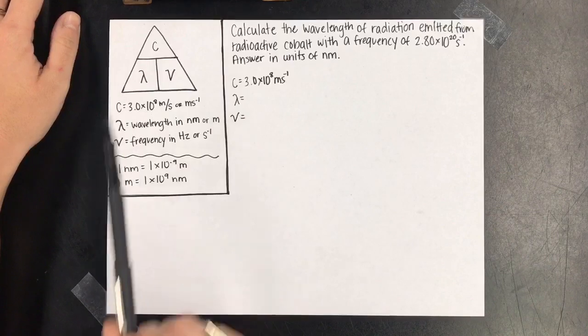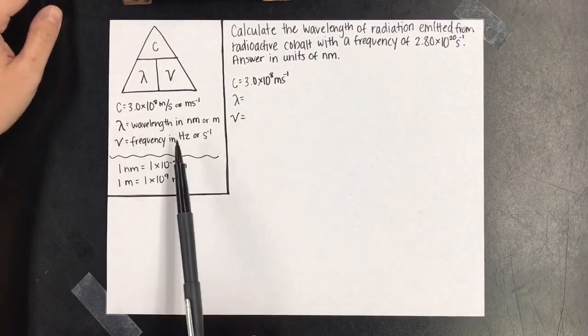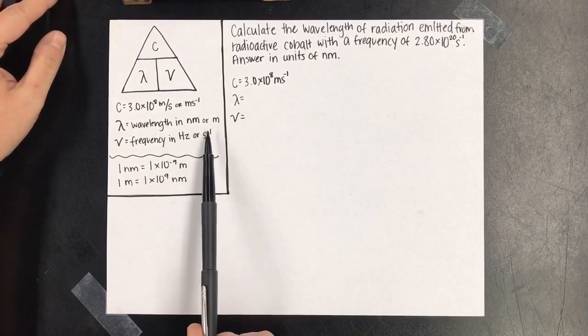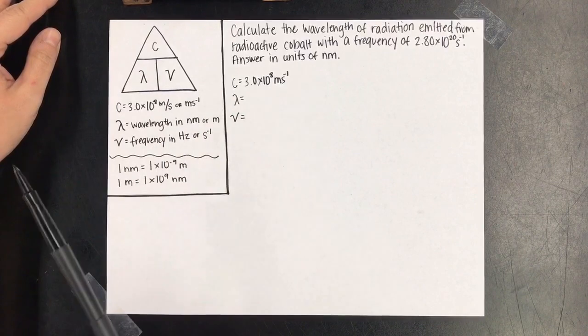And then we finally have frequency. Frequency, this is the Greek letter nu, but it kind of looks like a V. It's measured in hertz or seconds negative 1. And I like to use this one a lot because, as you can see, it's something we can cancel later.